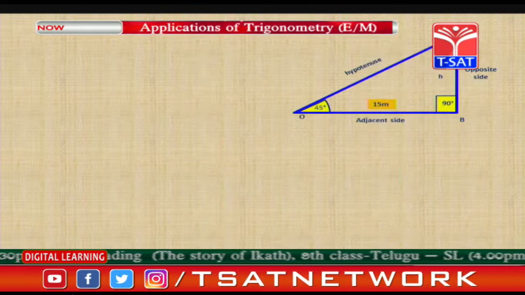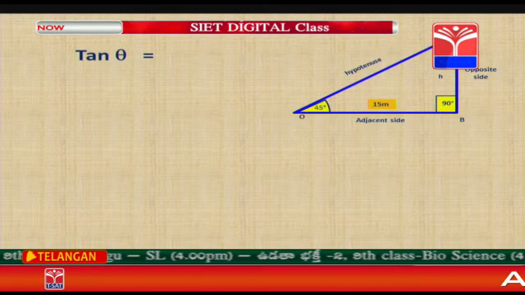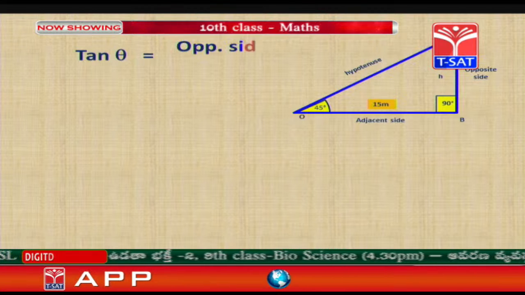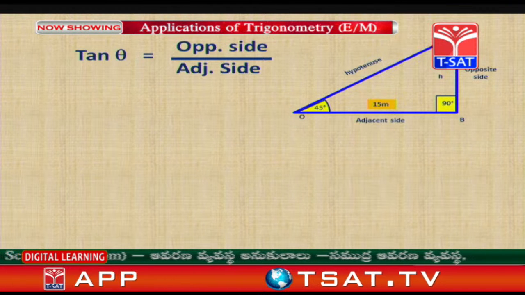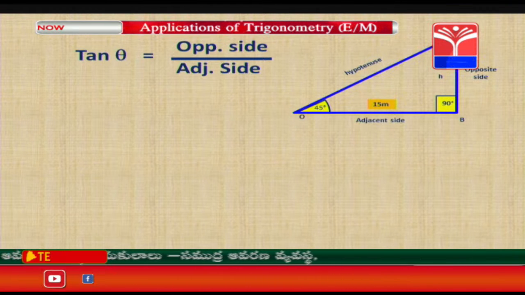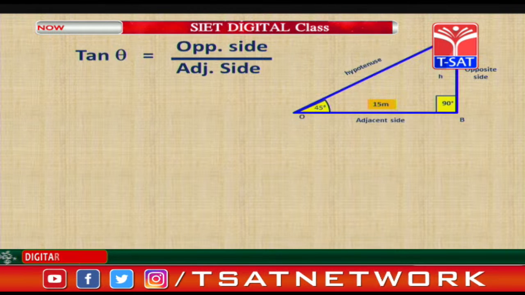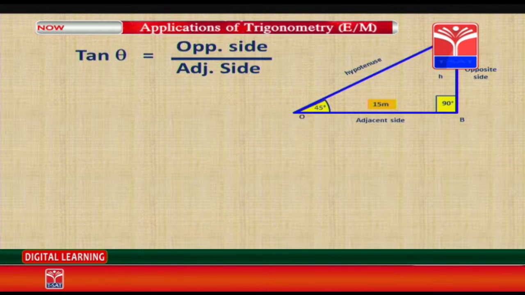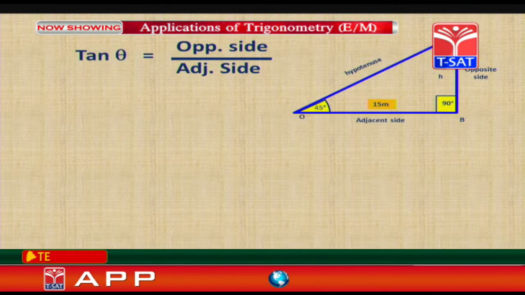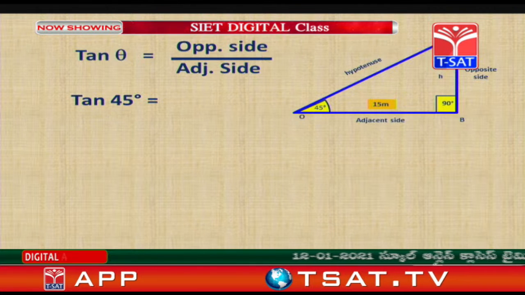Please see. In triangle AOB, tan theta is equal to opposite side by adjacent side. This ratio I am going to adopt here, because here I need only the opposite side and I know the adjacent side. That is the reason I am using tan theta, because I do not require any hypotenuse, because hypotenuse is not coming into the picture. And now, theta is how much here? 45 degrees. So, I will be taking tan 45 degrees.